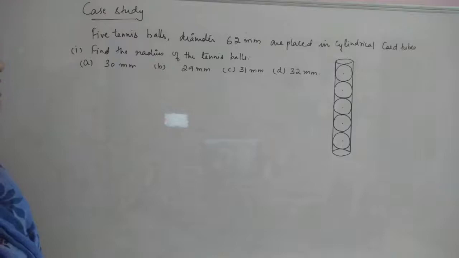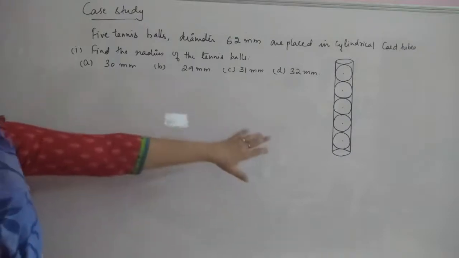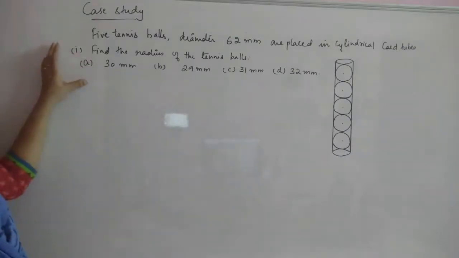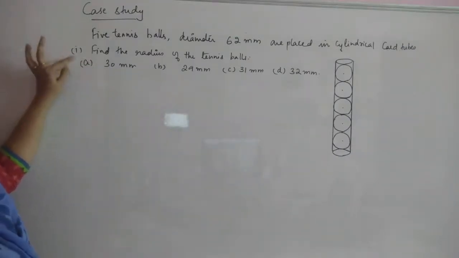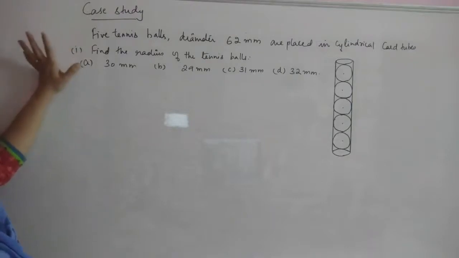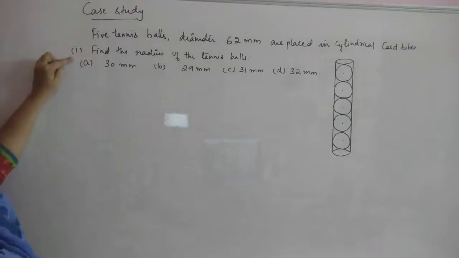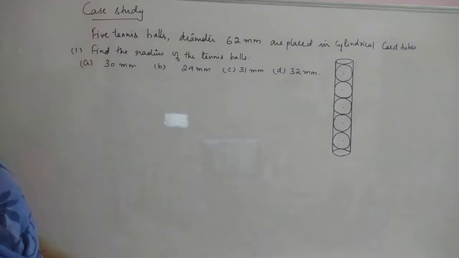Tennis balls of diameter 62 millimeter are placed in cylindrical card tubes, and you have been given a figure. You have to find out the radius of the tennis ball. So that is the first subdivision of this question, which is the radius of the tennis ball.